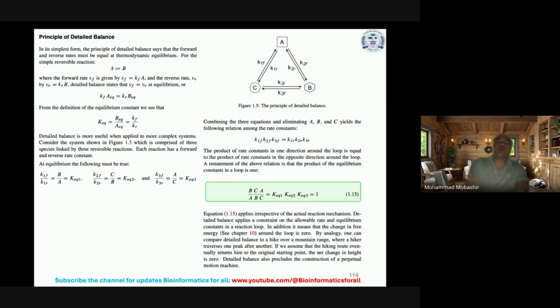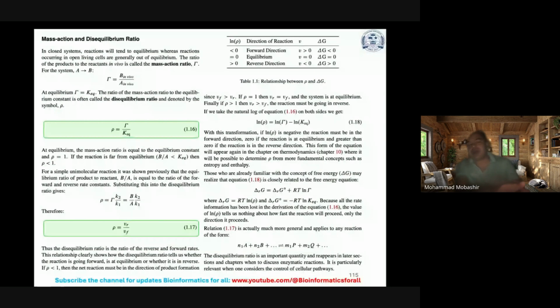Now, you need to understand mass action kinetics. I have already defined on the two slides before what is mass action, what is mass action kinetics. So you need to understand them. In closed systems, reactions will tend to equilibrium, whereas reactions occurring in open living cells are generally out of equilibrium. The ratio of the products to the reactants in vivo is called the mass action ratio, and that is here. But it is entirely up to you how you understand the chemical equations and how you write them.